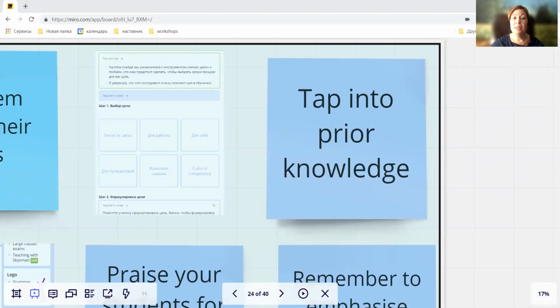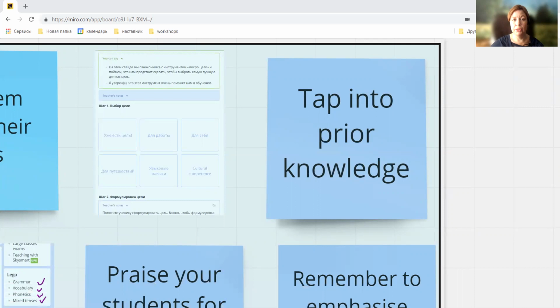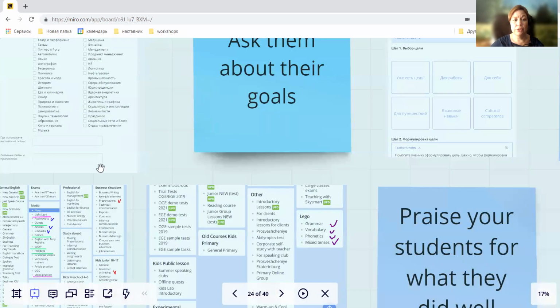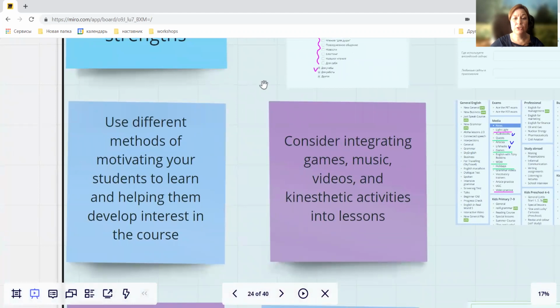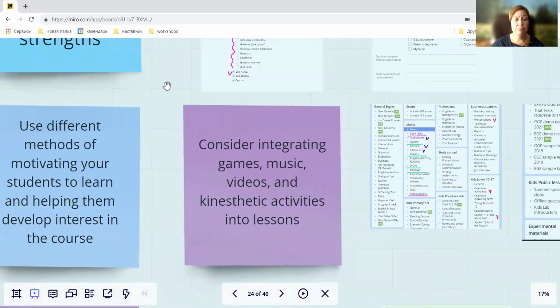What's more, never forget to tap into students' prior knowledge. Always provide them with an opportunity to make predictions, list and rank ideas, and make analogies based on their prior knowledge. Then, of course, there are numerous ways and methods of motivating your students to learn and helping them develop interest in the courses.